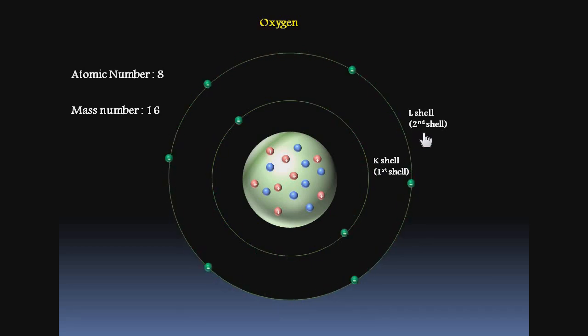or L shell. Here the outermost shell is L shell, so that is the valence shell. So number of valence electrons is 6. 6 is greater than 4. Hence the formula is valency is equal to 8 minus number of valence electrons. So valency is 8 minus 6. 8 minus 6 is 2. So oxygen has a valency of 2.